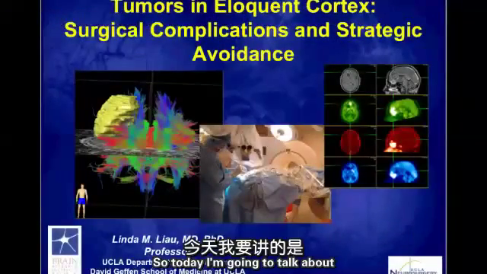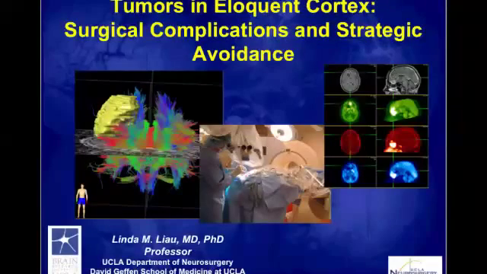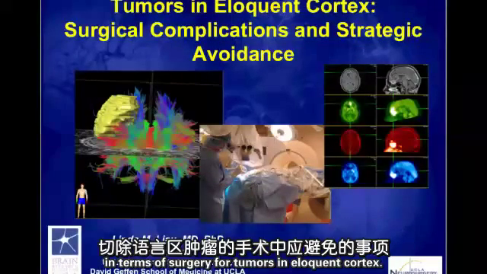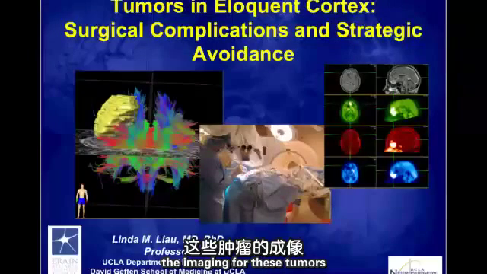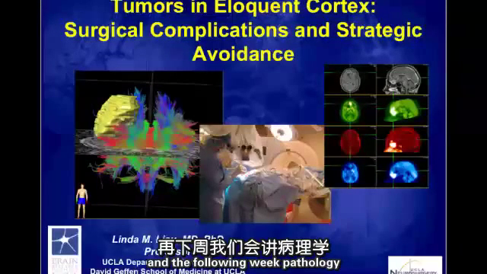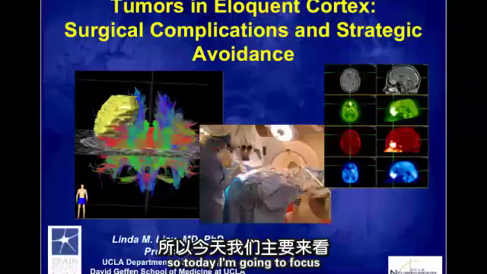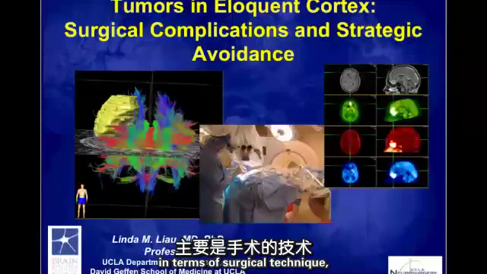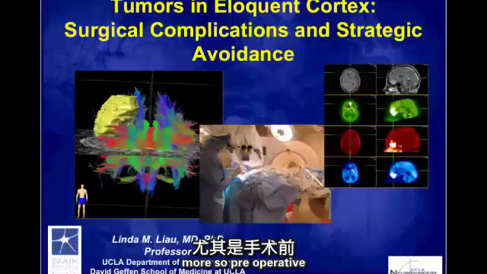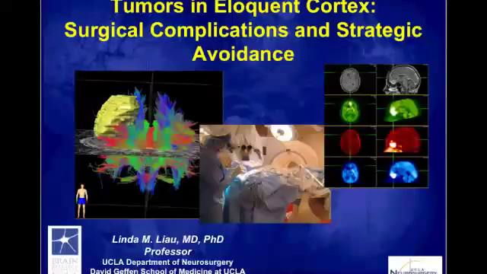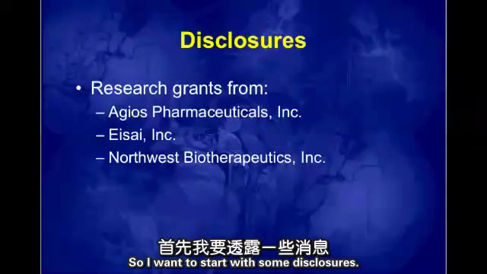So today I'm going to talk about surgical complications and strategic avoidance in terms of surgery for tumors in eloquent cortex. Next week we'll talk about the imaging for these tumors, and the following week pathology. So today I'm going to focus primarily on the surgery in terms of surgical technique, more so preoperative and intraoperative management.